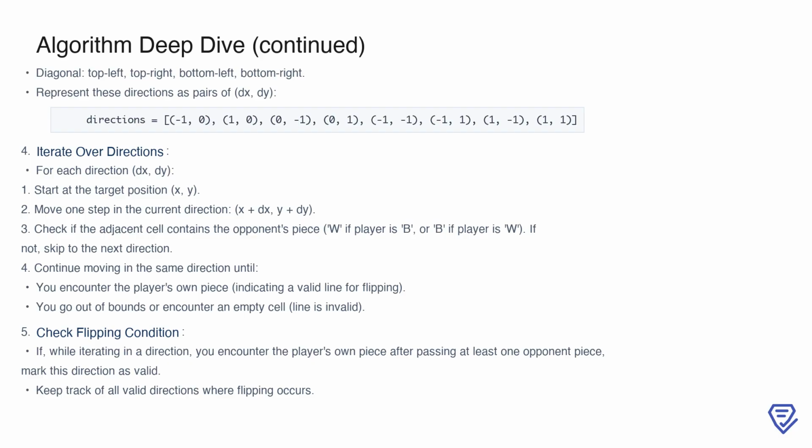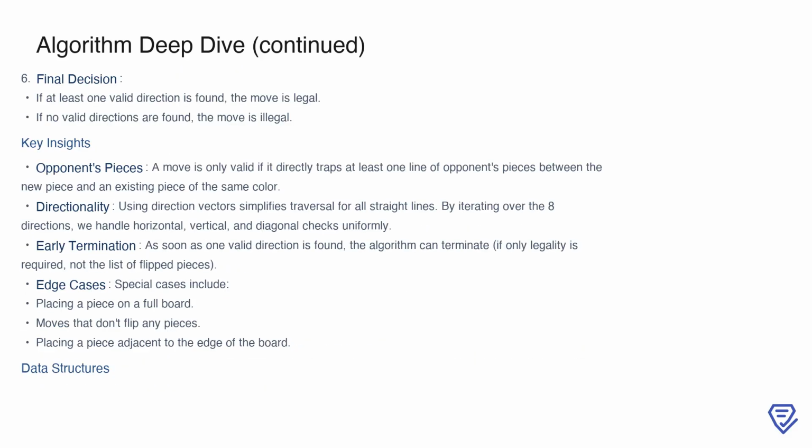If the adjacent cell does contain the opponent's piece, we continue stepping further in the same direction until we either encounter the player's own piece, which would indicate a valid line for flipping, or we go out of bounds or hit an empty cell, which would invalidate the line. Once we've iterated through a direction, we evaluate whether it meets the flipping condition. Specifically, if we encounter the player's own piece after traversing at least one piece belonging to the opponent, we can mark this direction as valid for flipping.